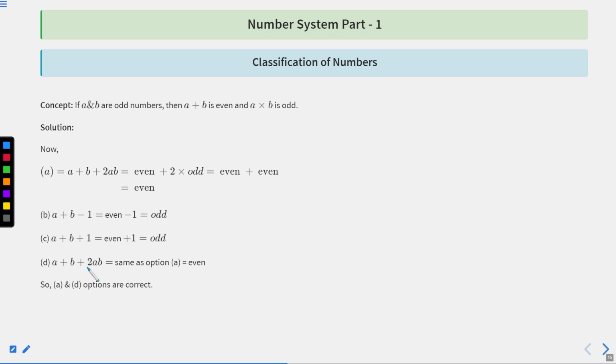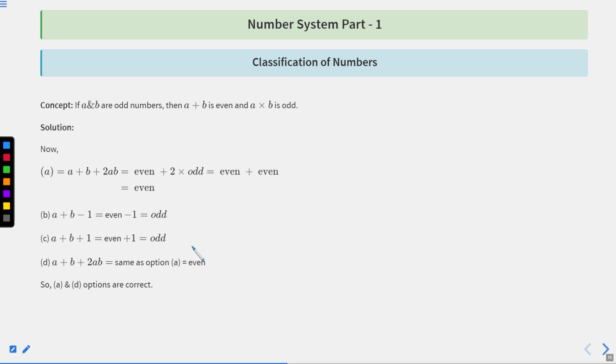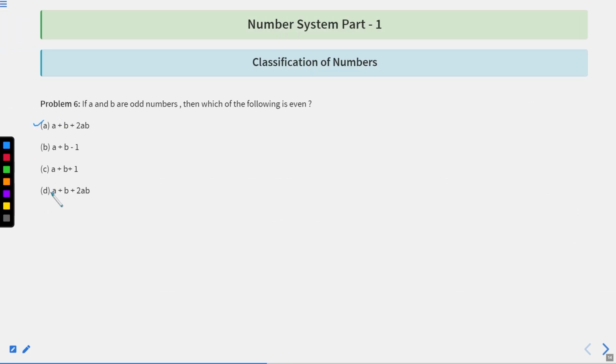Option D is A plus B plus 2AB. This is the same expression as in option number A, so this is going to be even. So A and D are our correct answers. Let us move ahead and look at the next problem, problem number 7. Let A and B, A not equal to B, be 2-digit prime numbers such that BA is also a prime number. The sum of all such numbers is.